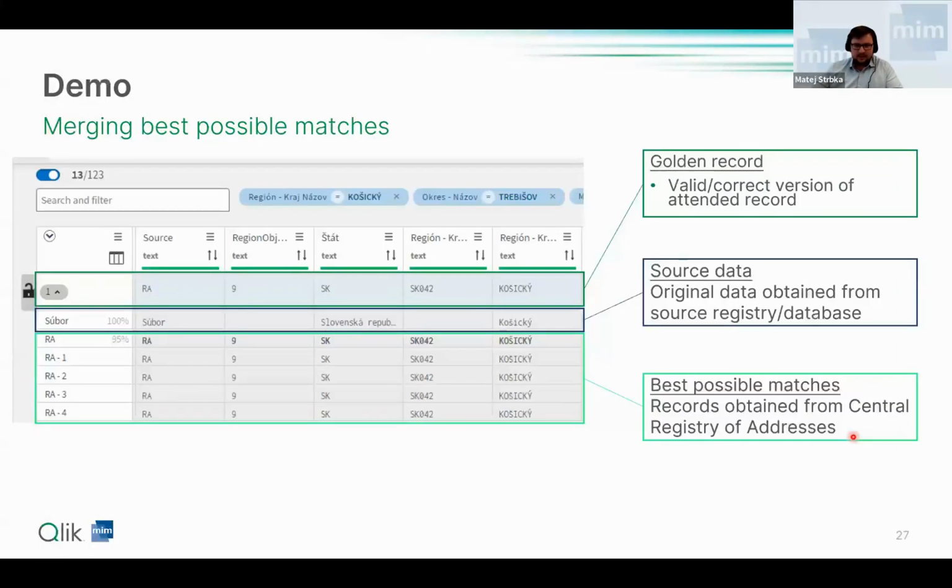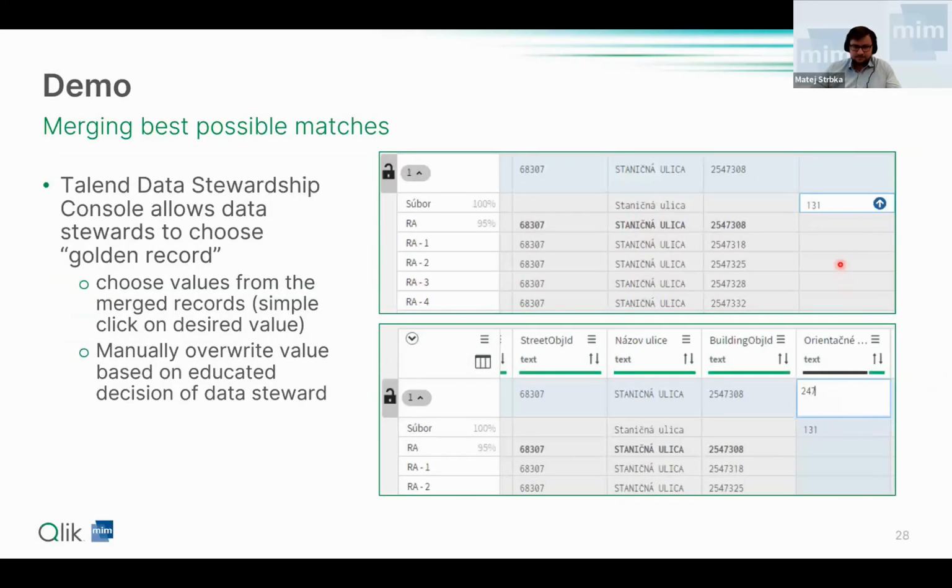So one particular task looks like this. In this example, in the golden record, there is a missing value, which was given in the source. However, in the matches, it was not found. Talend Data Stewardship Console allows the data steward to choose the golden record, whether by simply clicking on the desired value, or by manually overwriting the value based on the educated decision of the data steward.